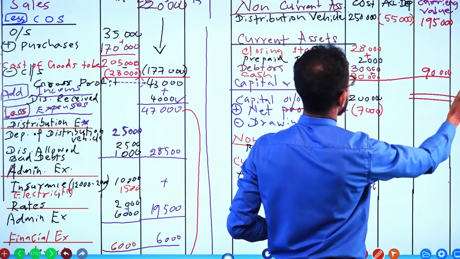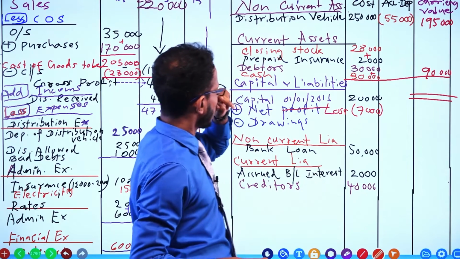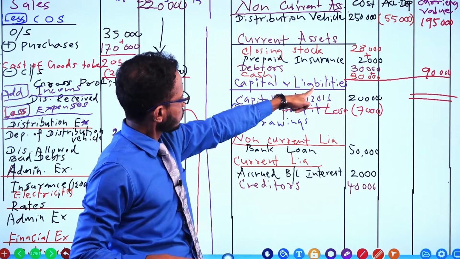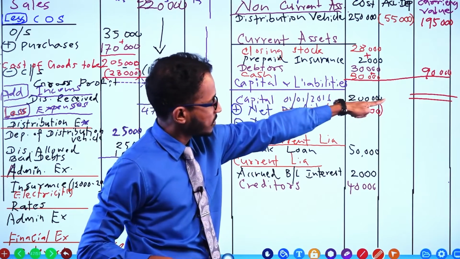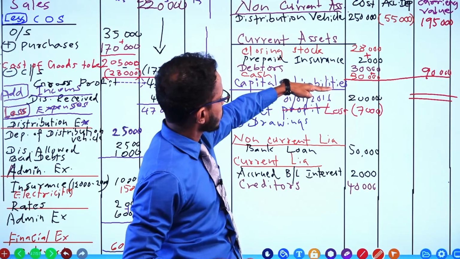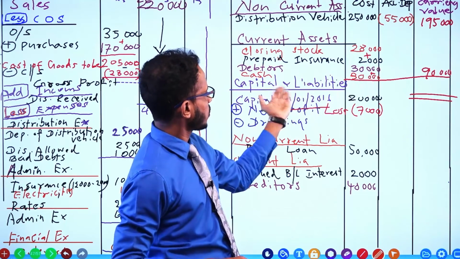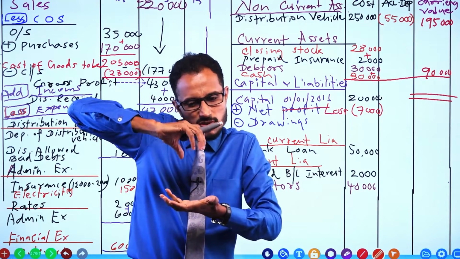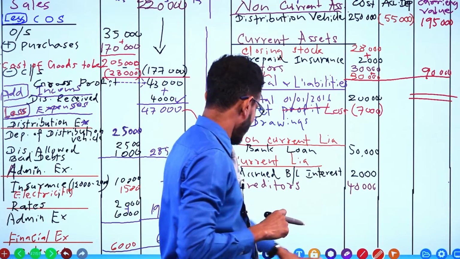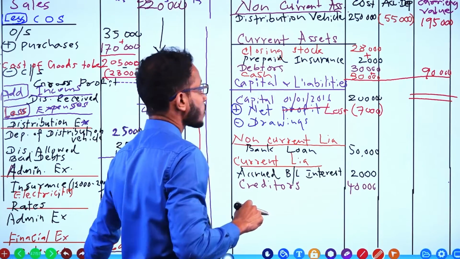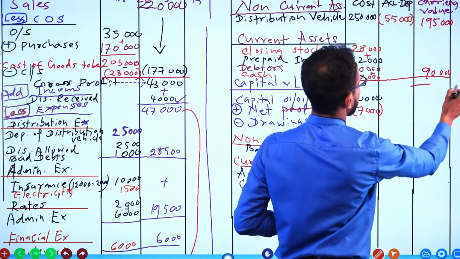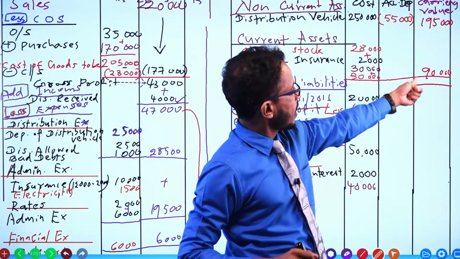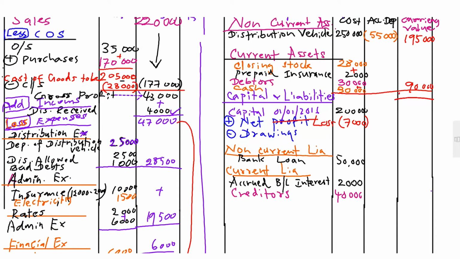Take the total assets. Actually, it should be on top of the capital and liabilities section. Total assets, that figure, should be above this, okay? But because of the space problem, everything is crammed up together. There's no other problem, only the space problem. Okay, I'll take it here. 195 plus 90, 285,000.